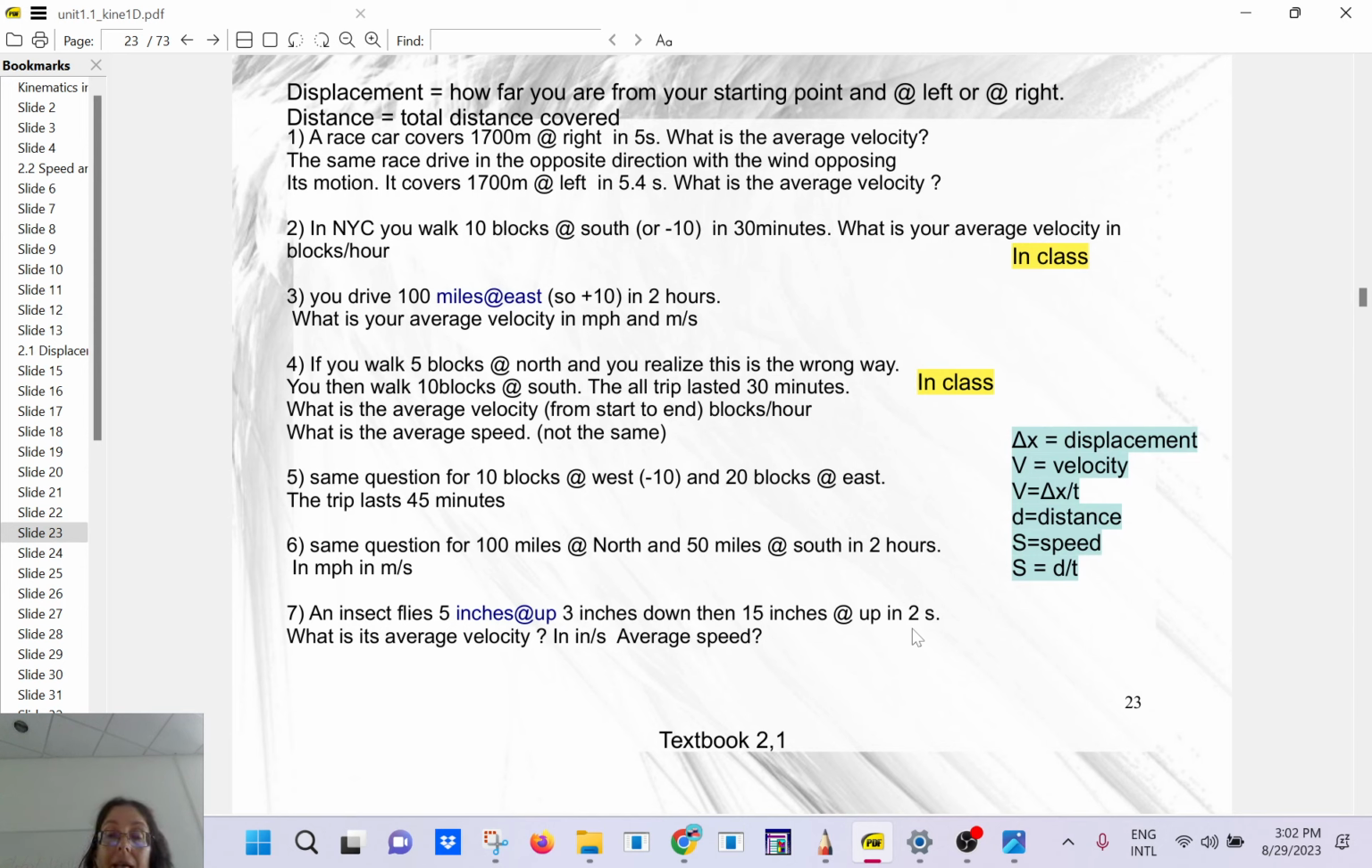If you want to find the speed, it will be the total distance, which is what? 23 divided by 2 will be the average speed. Okay? How do you get 23? Because for the distance, we add them up. So 15 plus 5, 20 plus 3, 23. Right?